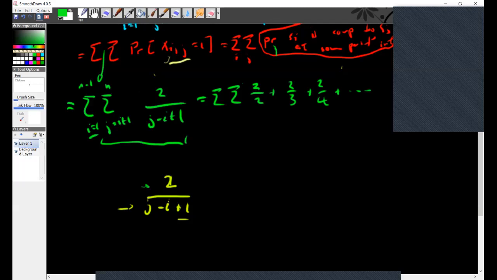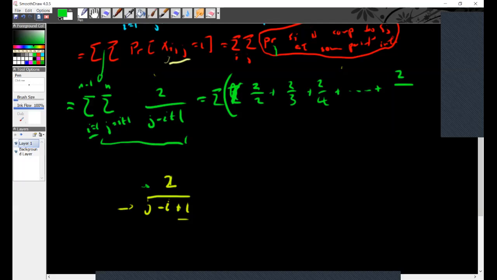And that's without the summation. Then at what value do I stop this summation? The value that I stop would be 2 over, let's see, n minus i plus 1. So it would be n minus i plus 1, like that. And this is summed across all i, i from 1 to n.